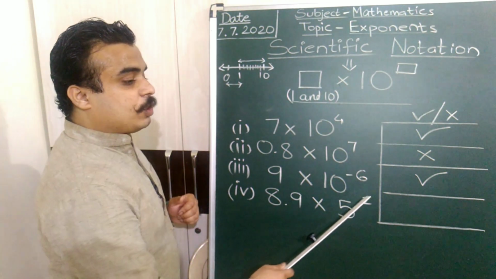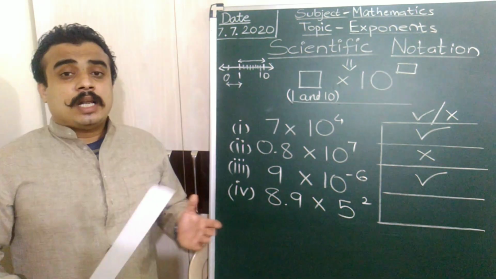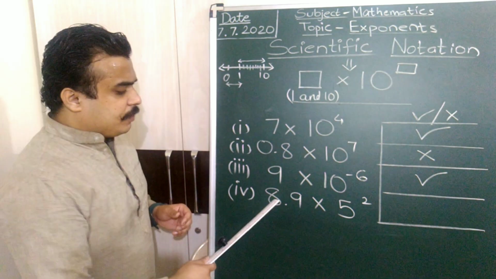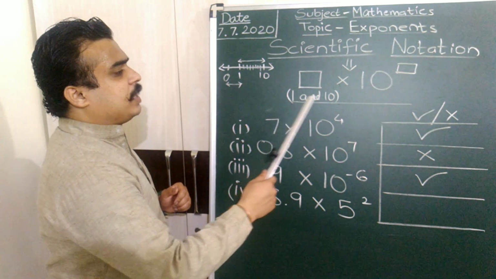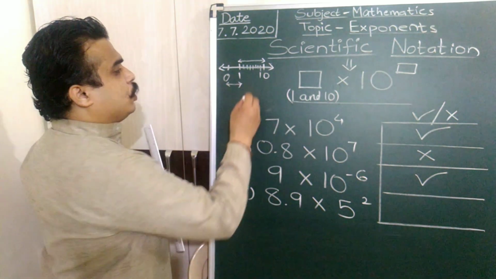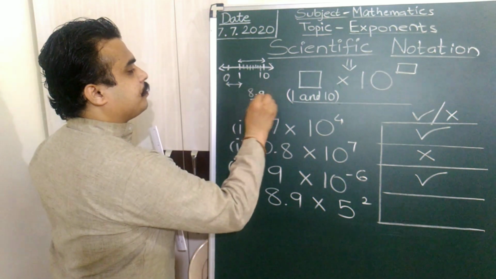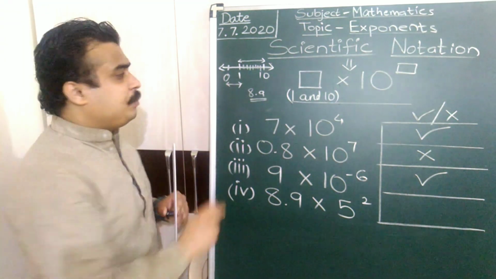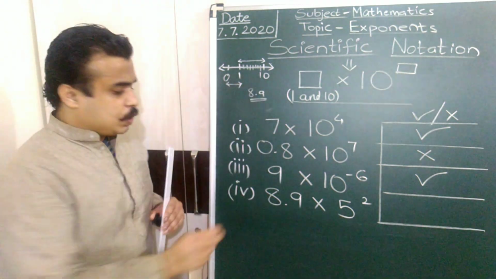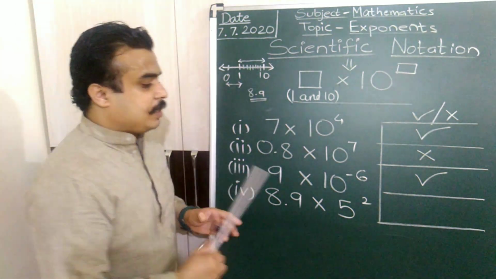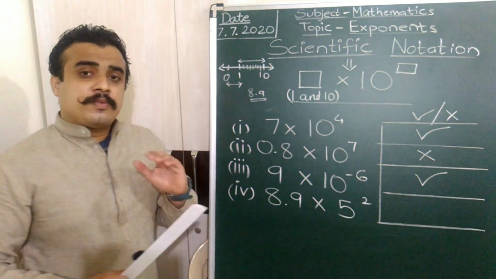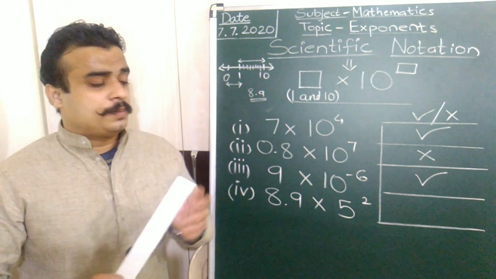8.9 into 5 raised to the power 2. Now let's see the first part of it. In the first part we have 8.9 which is between 1 and 10. So 8.9 will definitely come between 1 and 10. So the first part is okay. We will move on to the next part, that is 5 raised to the power 2.